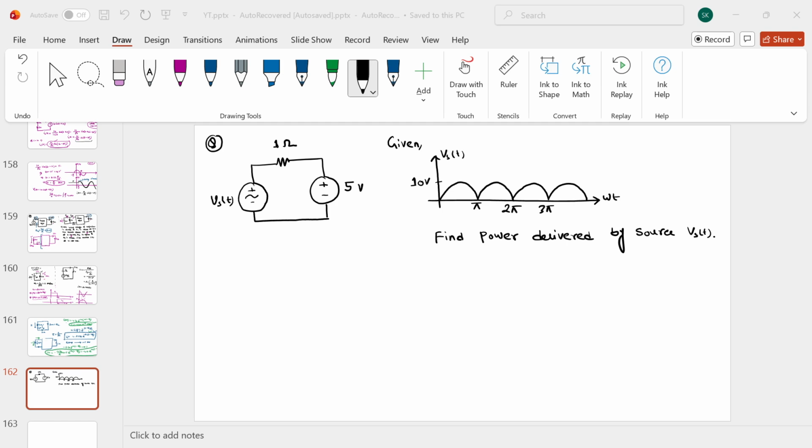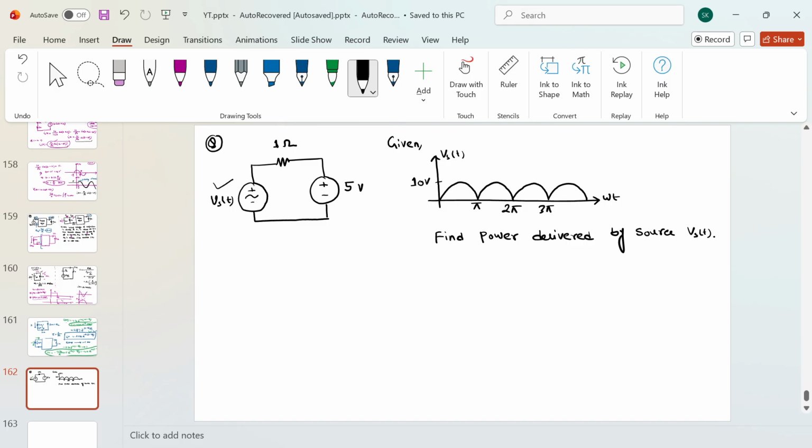Hello everyone. In this video, we are going to see a very interesting question that is related to power. You have two sources basically. One is an alternating source and the other is a purely DC source, and they are connected by a 1 ohm resistance. You need to find out the power delivered by the Vs of this particular source.